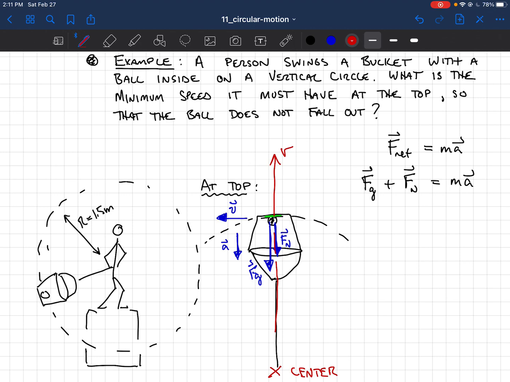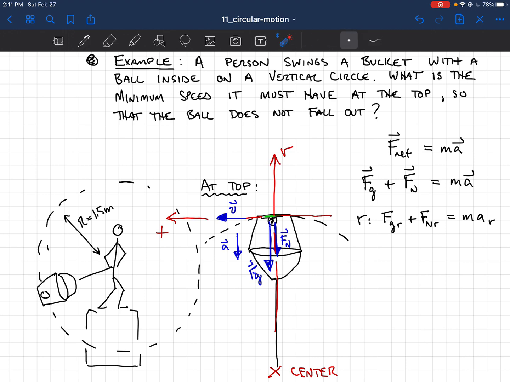Now I could draw another axis perpendicular. Well, if this is the velocity, then we know the name of this one. It's called the tangential axis. That one doesn't matter because none of the vectors point in that direction. So we'll just use the radial axis, and we can start that now. So we have the radial equation is FGR plus FNR is equal to MAR. That's our radial equation.